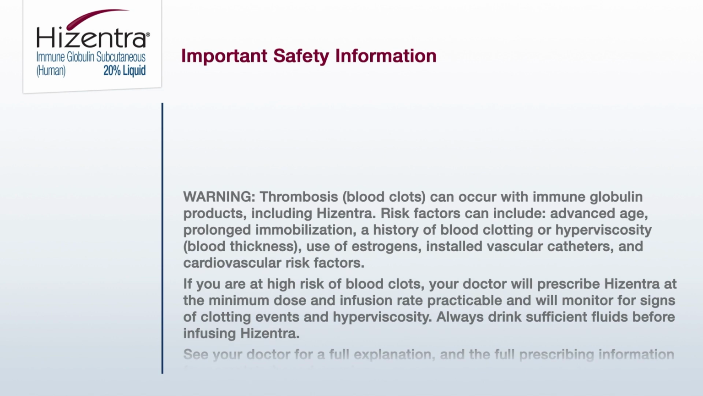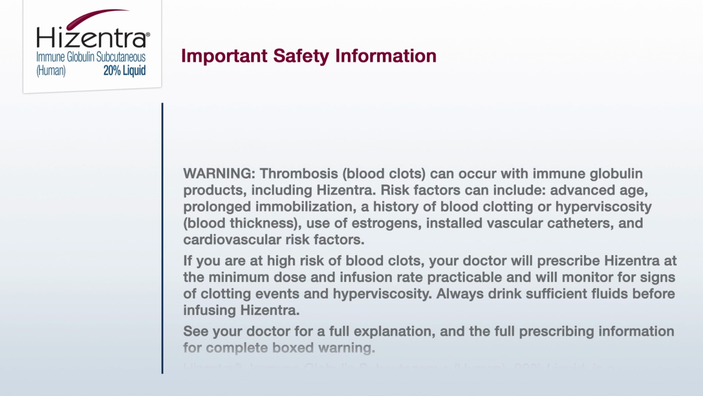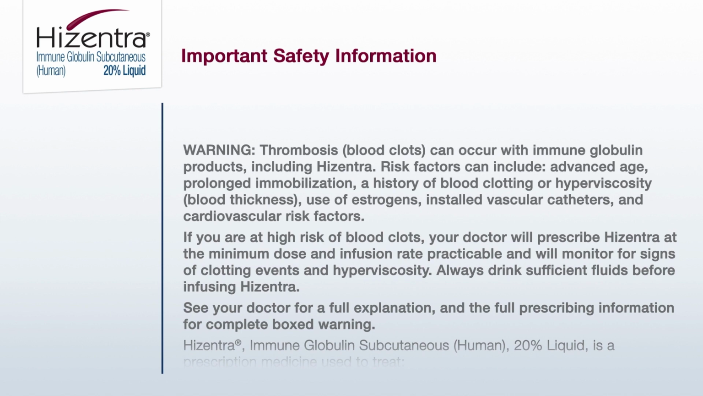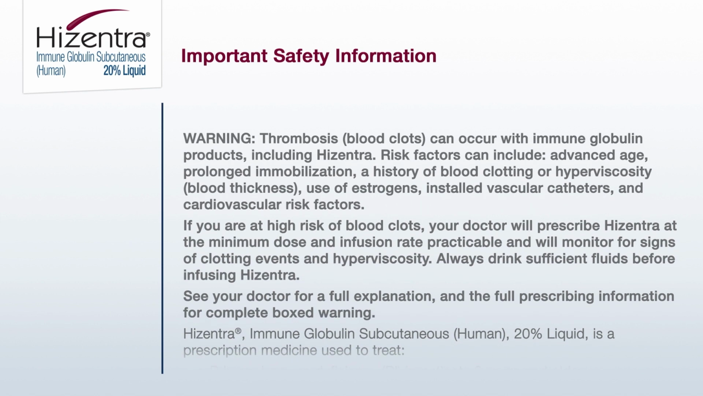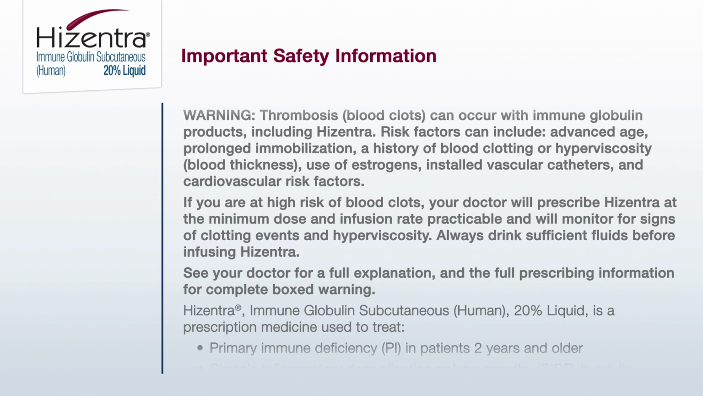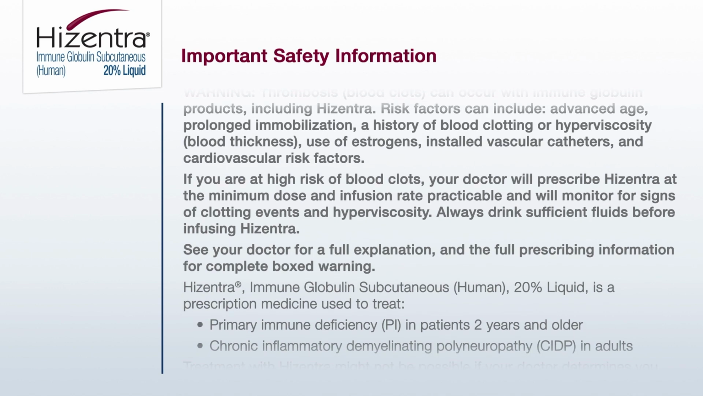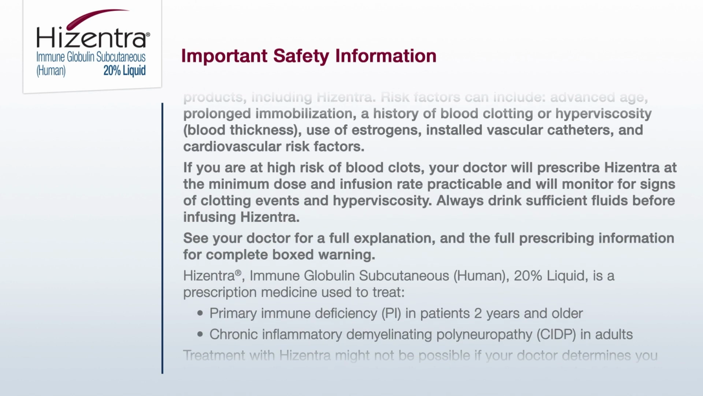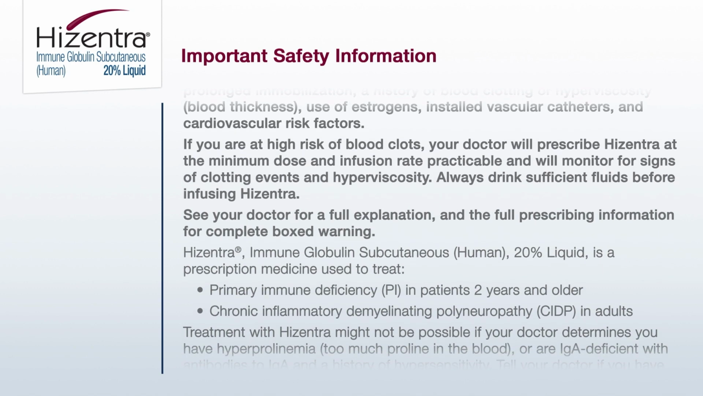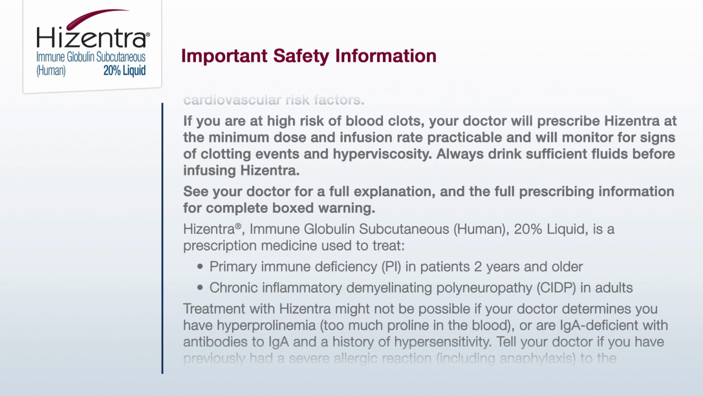Important safety information. Warning: thrombosis, blood clots, can occur with immune globulin products, including Hizentra. Risk factors can include advanced age, prolonged immobilization, a history of blood clotting or hyperviscosity, blood thickness, use of estrogens, installed vascular catheters, and cardiovascular risk factors. If you are at high risk of blood clots, your doctor will prescribe Hizentra at the minimum dose and infusion rate practicable and will monitor for signs of clotting events and hyperviscosity. Always drink sufficient fluids before infusing Hizentra. See your doctor for a full explanation and the full prescribing information for complete boxed warning.